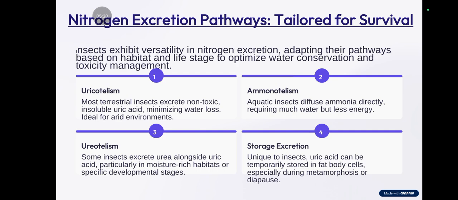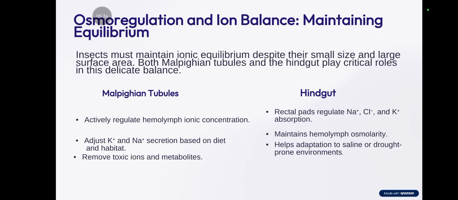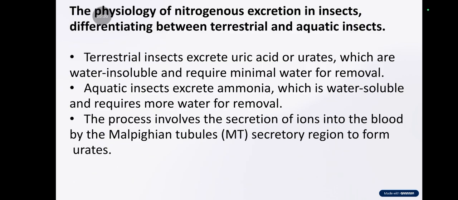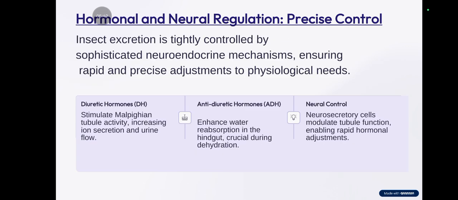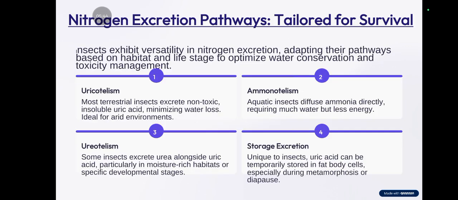Nitrogen excretion pathways. Insects exhibit versatility in nitrogen excretion, adapting their pathways based on habitat and life stage to optimize water conservation and toxicity management. The first one is uricotelism. Most terrestrial insects excrete non-toxic insoluble uric acid, minimizing water loss, ideal for arid environments.